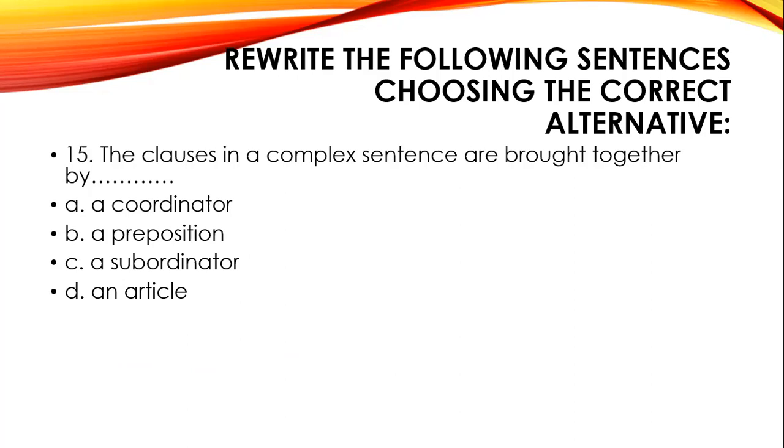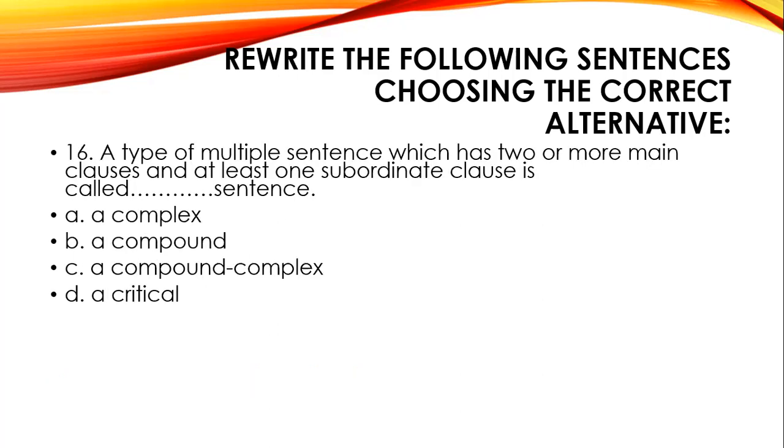Question number 15. The clauses in a complex sentence are brought together by dash dash. Option A, coordinator. Option B, a preposition. Option C, a subordinator. Option D, an article. And the correct answer is option C, a subordinator. The clauses in a complex sentence are brought together by a subordinator.